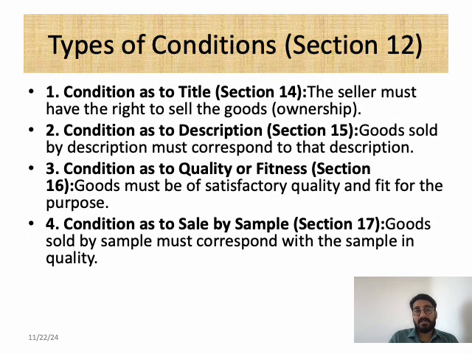Coming further, the types of conditions. The very first is the condition as to title, section 14: the seller must have the right to sell the goods. Again, this situation is really important. The person who has the title, the original ownership, only has the liberty to transfer the property, right? If the owner does not have this authority, this ownership title, how would he be able to transfer the title?